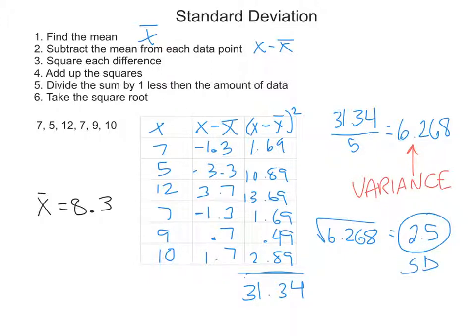And again, what that means is if you look at all of your data here, it's saying that in comparison with the mean, which we found to be 8.3, all of those data points are on average 2.5 spaces away from our mean.